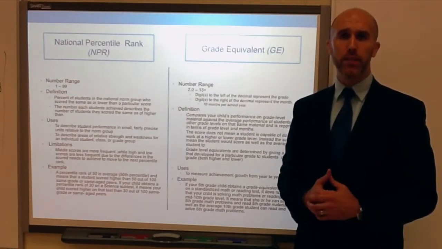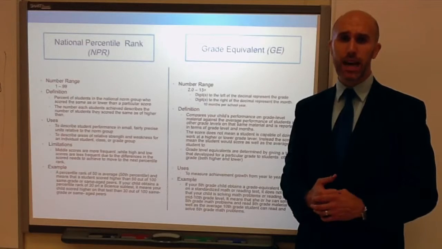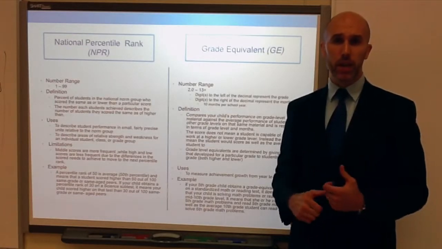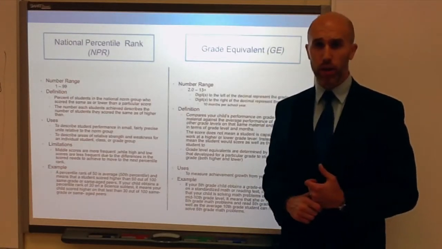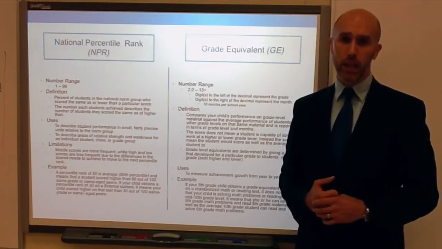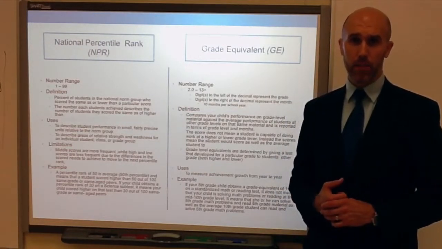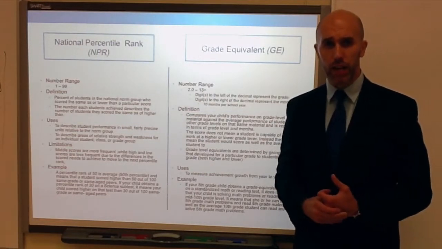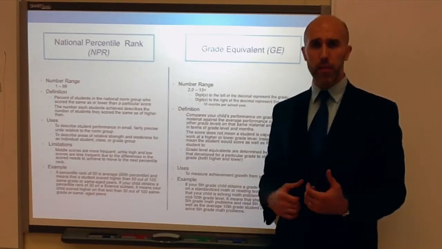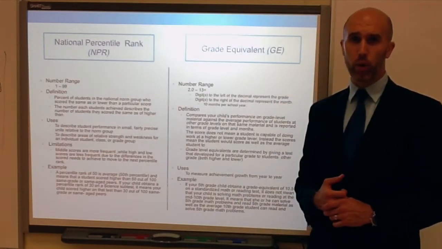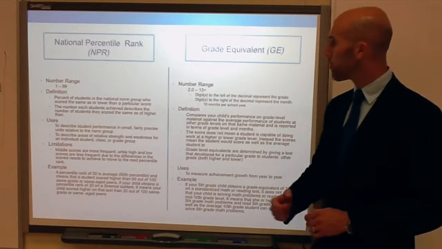So a national percentile ranking of 50 does not mean that they got 50% of the items correct. It means that they scored better than 50% of the kids who took the same test at the same time. So it can help us to give us an understanding of strengths and weaknesses, but some other data points are going to help to really zero in on what those particular items might be.